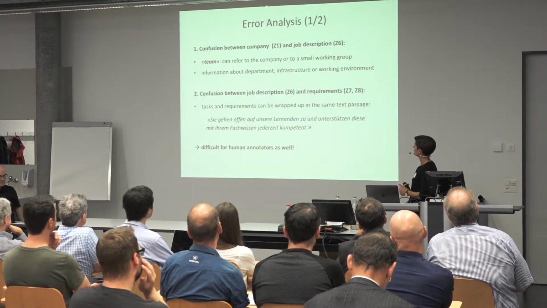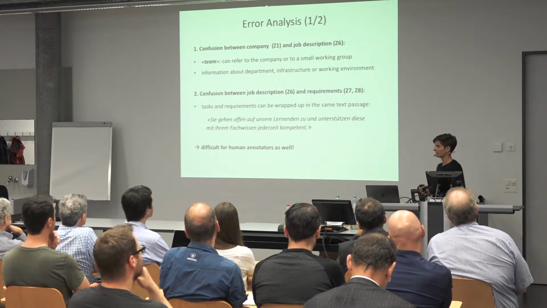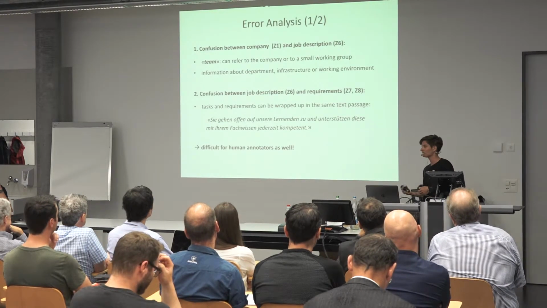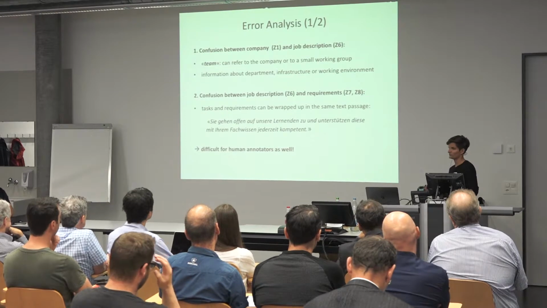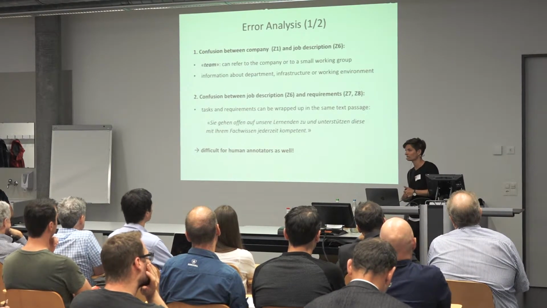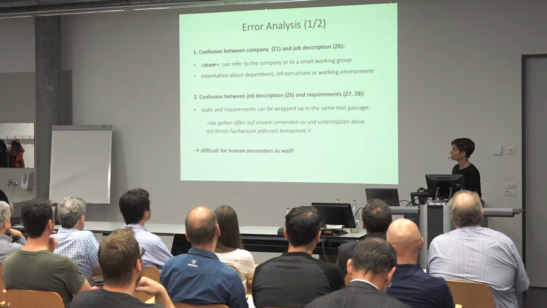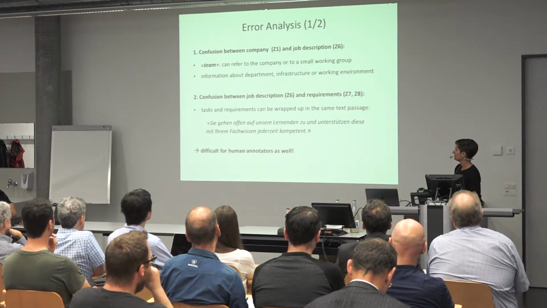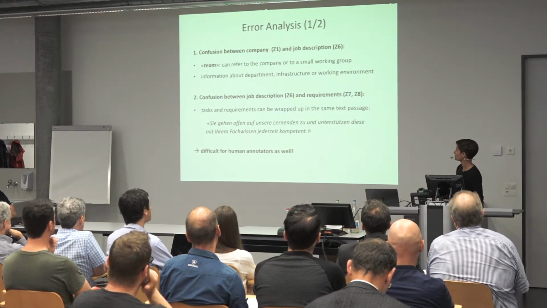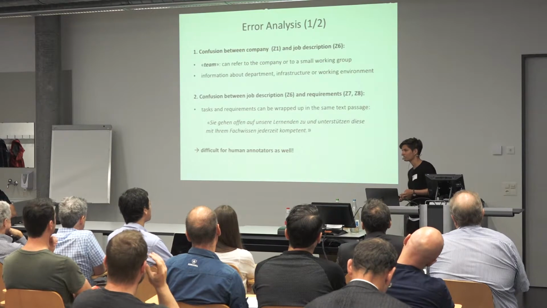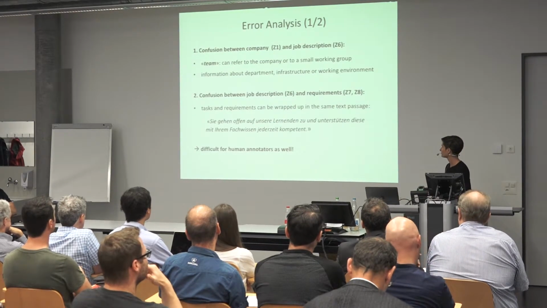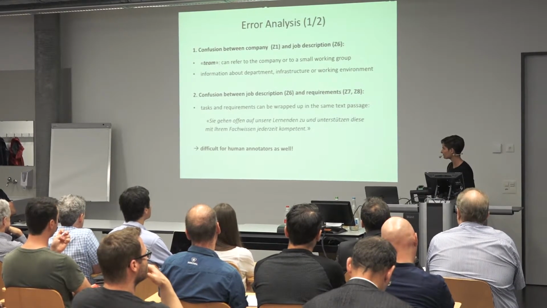The first confusion between company and job description can best be illustrated by the word team. Team can refer to the company as a whole, as well as to a very small working group, and correspondingly, team is among the most often wrongly classified tokens. And similarly, we can say that for information about the department or the infrastructure or the working environment, it's sometimes difficult to decide if this refers more to the company as a whole or to a specific open position.